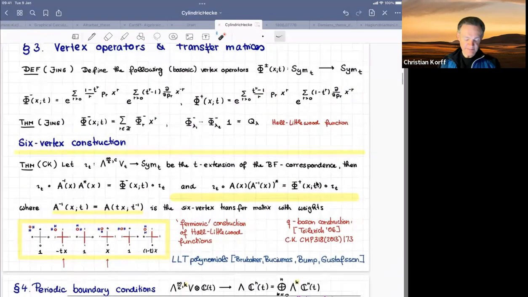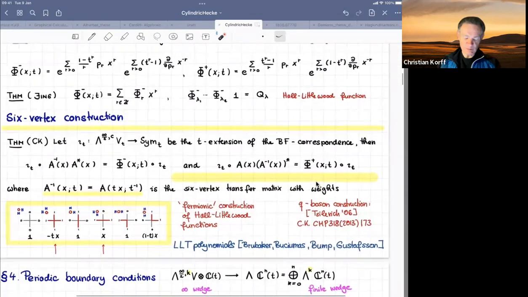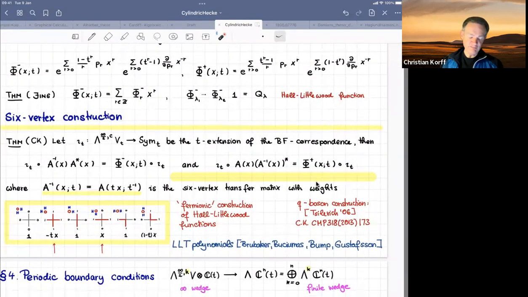And the statement is then that our six-vertex model now gives us a fermionic description if I combine the inverse of my transfer matrix with its adjoint.